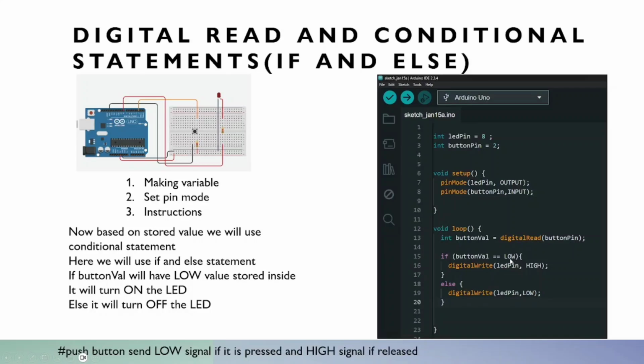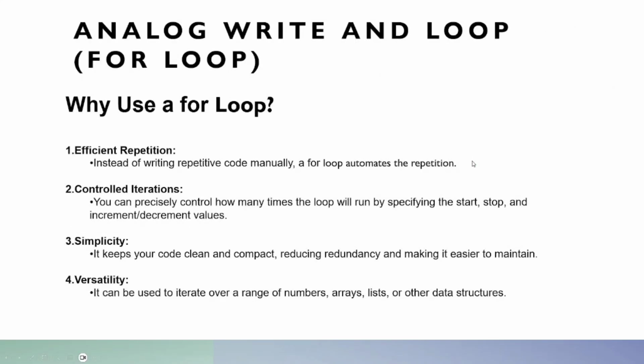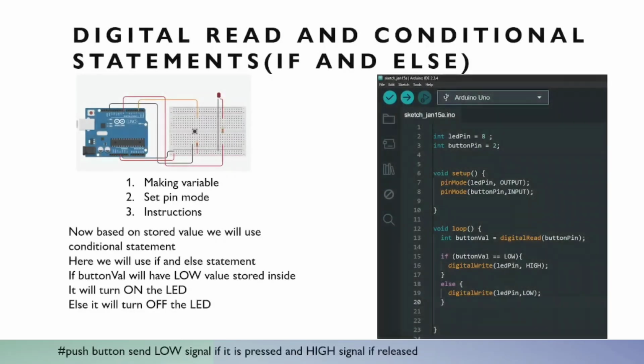If the button is pressed, then you have to digitalWrite the LED pin HIGH, which means turn on the LED. Else, otherwise, if this condition doesn't meet, what do you have to do? digitalWrite LED pin LOW, which means turn off the LED. That's how we achieve the function.